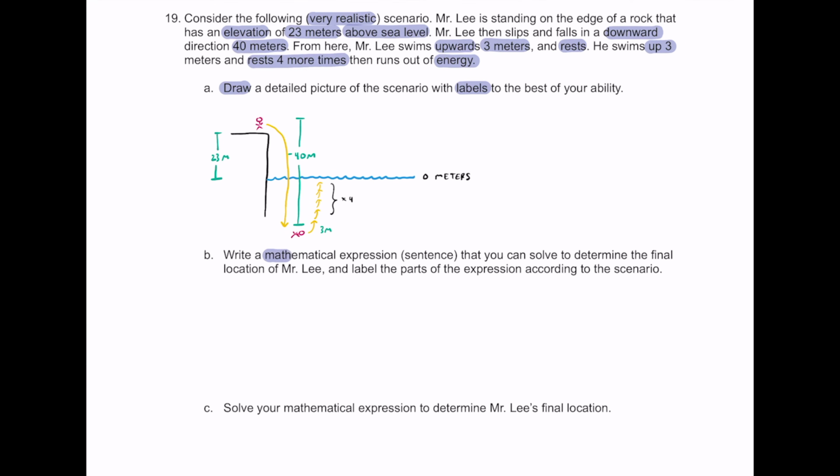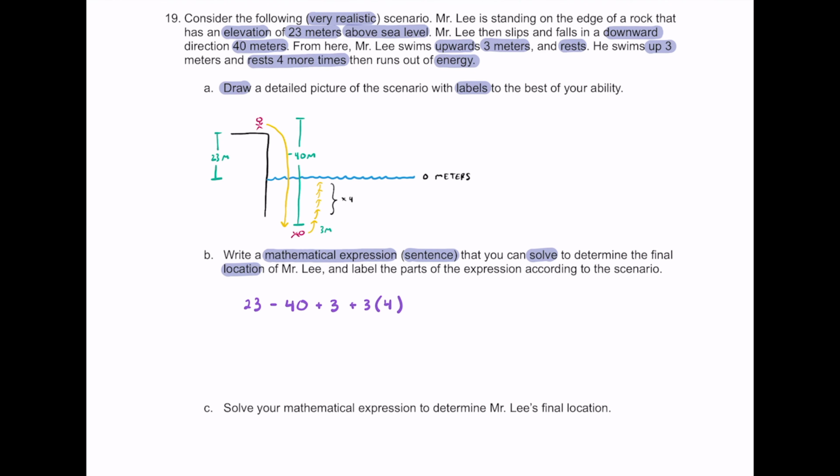Now let's go ahead and write a mathematical expression, also known as a sentence or a math problem, that we can solve to figure out the final location of Mr. Lee. And let's label all the parts of the expression according to the scenario. Let's start off with the 23. That's a positive 23 because that's where we're starting, above sea level. And then we are going to be subtracting 40 because we're going downwards. And then we're going to be adding 3 because we're swimming upwards 1 time of 3 meters and we're resting. And then we're going to swim up 3 meters 4 times. So that's going to be adding 3, 4 times here.